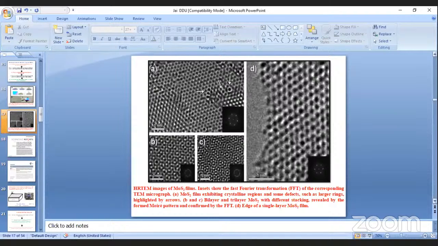After that, we got nearly 500 cm² per volt per second mobility. On that side, zinc oxide is very good.